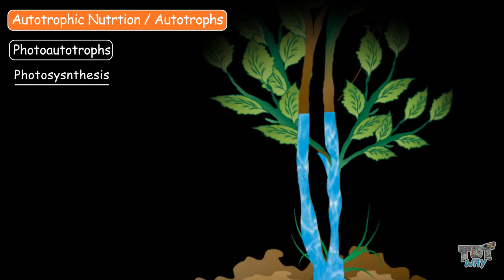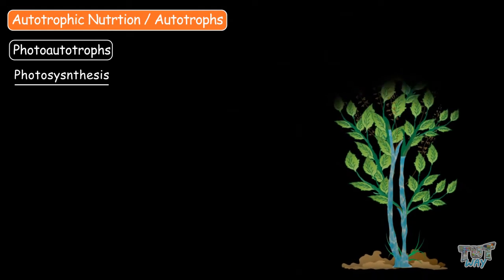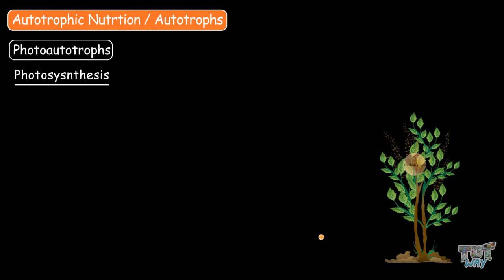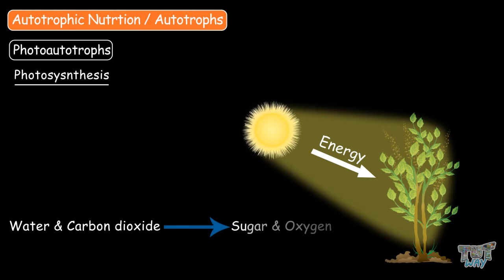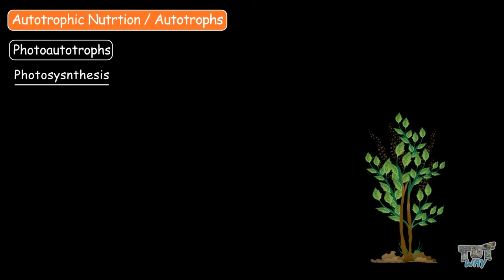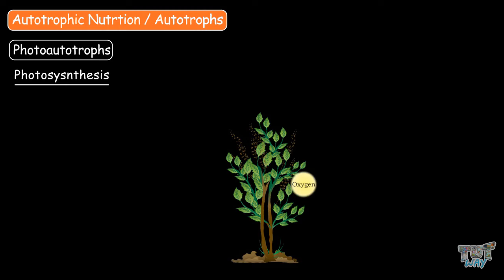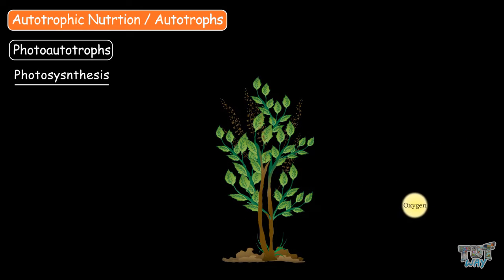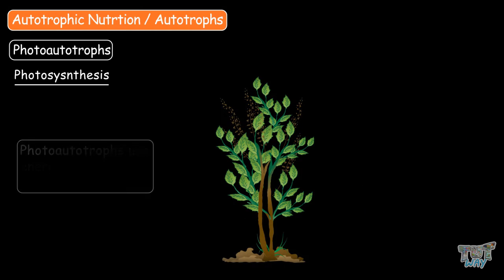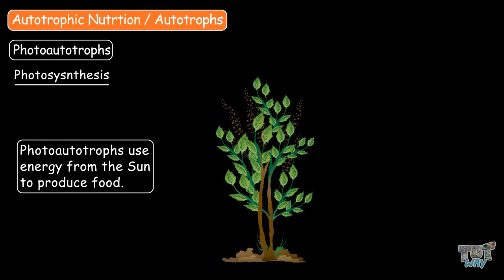Plants draw water through their roots and take in carbon dioxide from the air through the leaves. The leaves trap energy from the sunlight in pigments called chlorophyll. And in these leaves, energy from the sunlight is used to turn water and carbon dioxide into sugar and oxygen. The oxygen produced in the process is released into the air, and the sugars produced are used for growth of the plant. And in this way, photoautotrophs use energy from the sun to produce food.